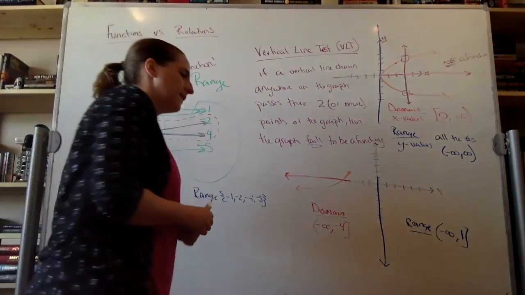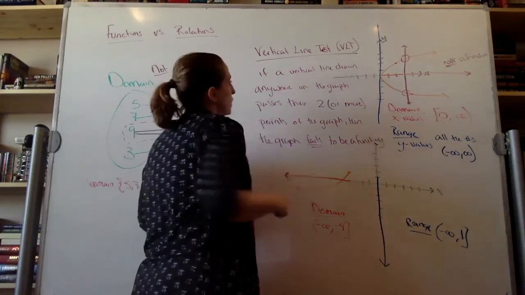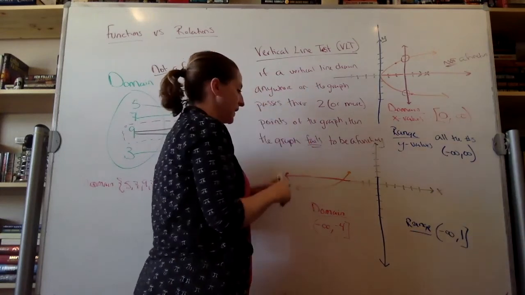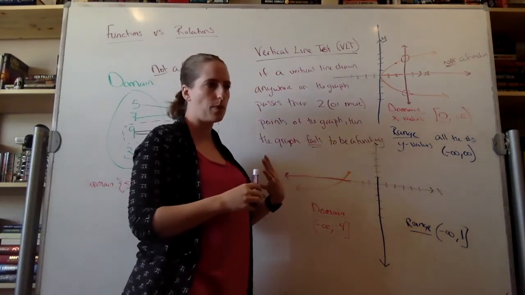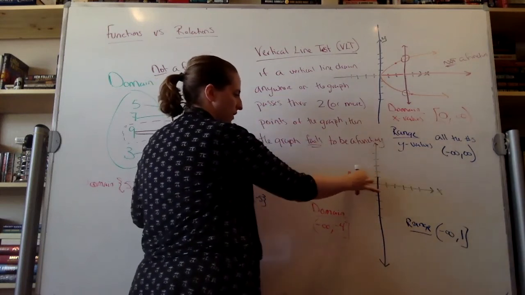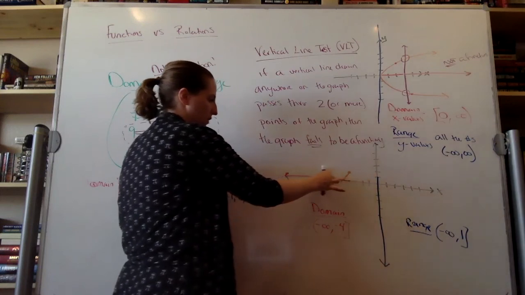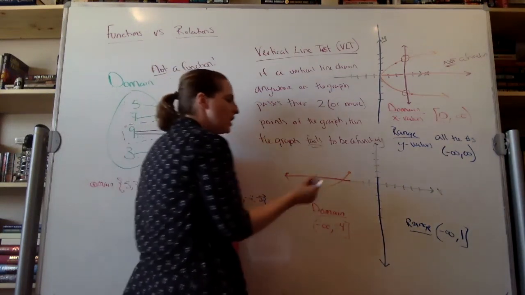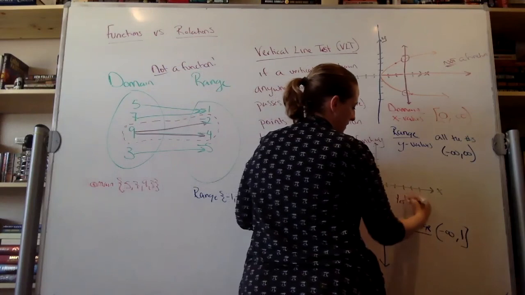Last, is this a function? Well, remember we have this vertical line test. The vertical line test says if I can draw a vertical line anywhere and it passes through 2 or more points of the graph, not a function. In this case, if I think of my marker as my vertical line, is that ever going to pass through the function twice? It's not, which means yes, this guy is in fact a function.